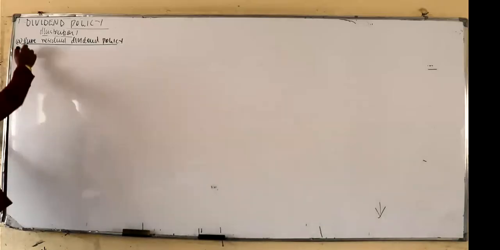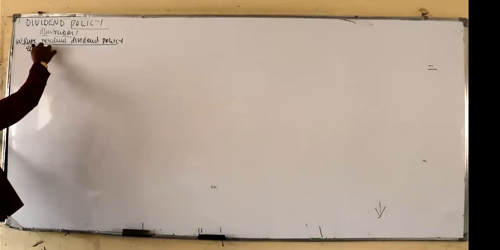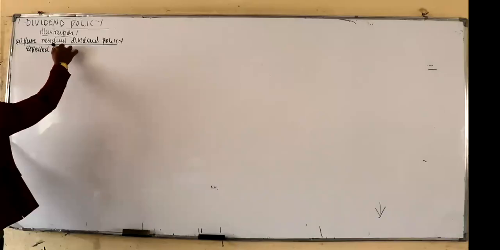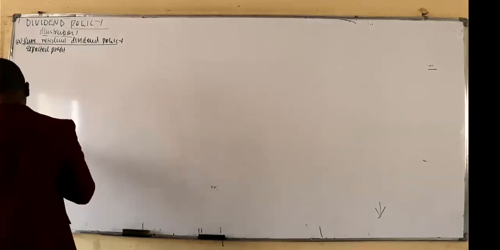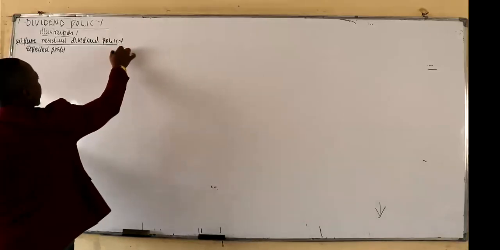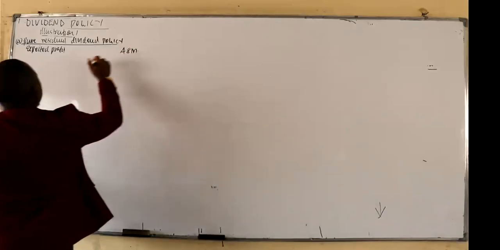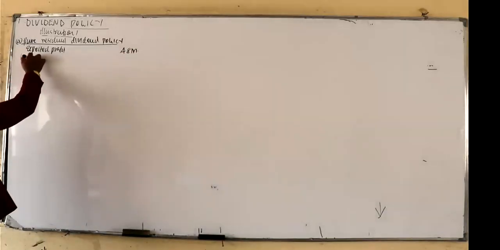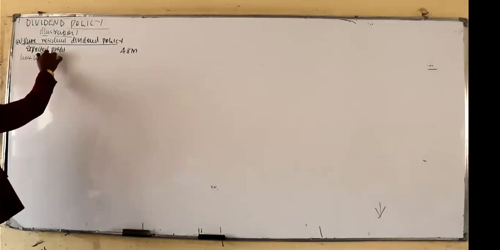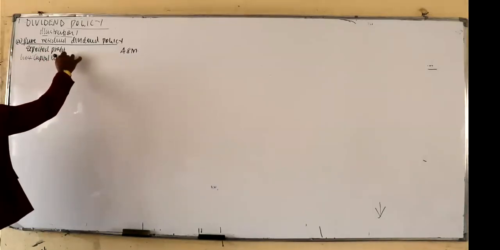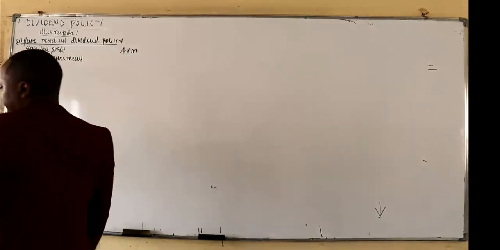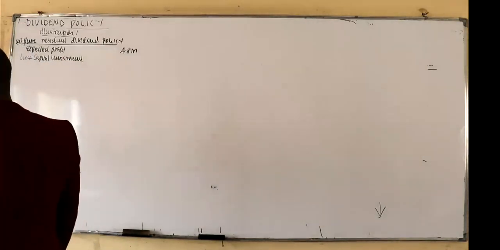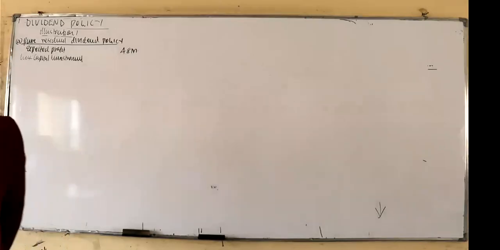So we have the expected profit, because we pay the dividend from the profits for the year. And how much is our expected profit? The expected profit we have is 4.8 million. And then you undertake any capital expenditure or capital investment. For the capital investment, you are told that the company anticipates investment opportunity of 1.4 million in the current financial year.